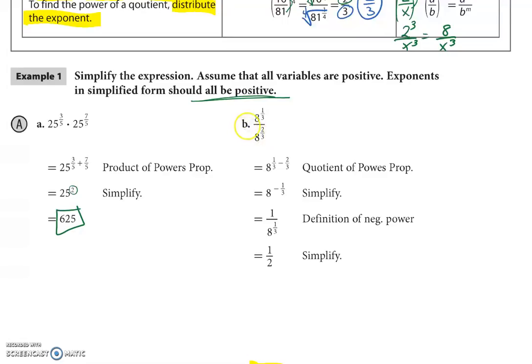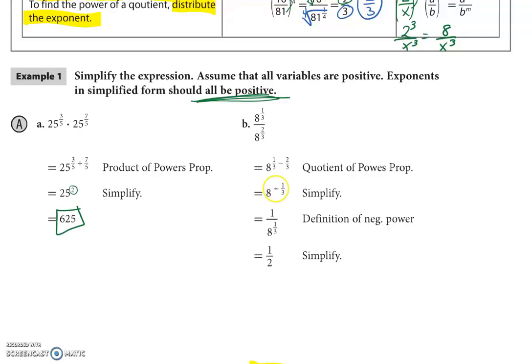For part B, we have 8 to the power of 1/3 divided by 8 to the power of 2/3. And since they have the same base, I subtract my exponents. So here I subtract them and I get 8 to the power of negative 1/3. Now, remember, the exponents should be positive.